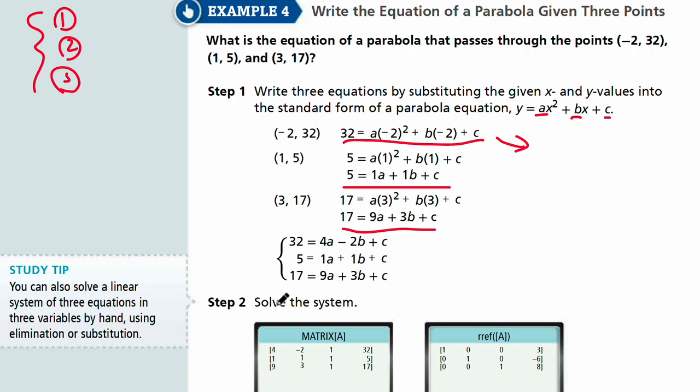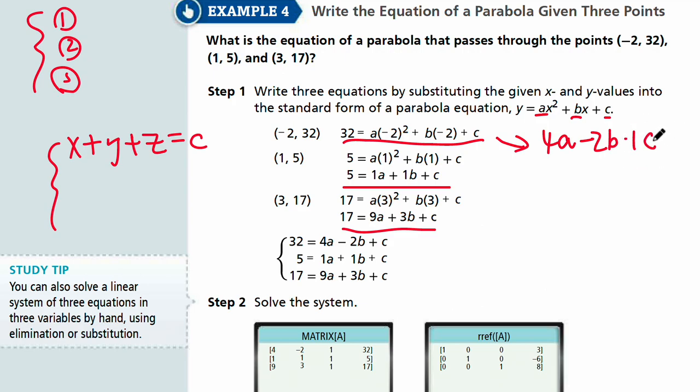So in order to solve them by matrix, right? Do you remember how we had the x, y, and z, 3 variables with a number c? Yeah, so you need to have 3 equations in the same order. Your first term will be aligned in your first column. So rewrite this into the form x plus y plus z is equal to a number, right? So that's going to be 4a minus 2b plus c is equal to 32.